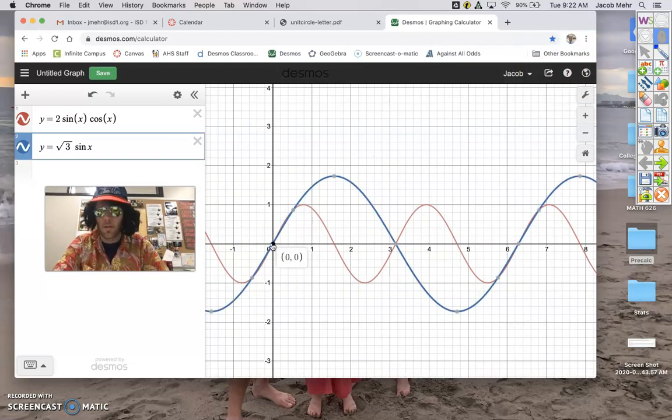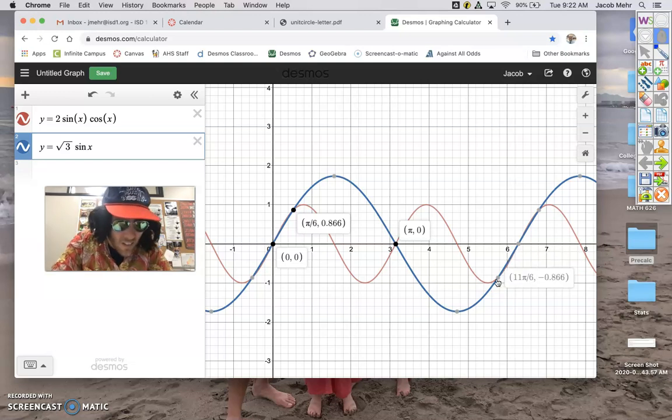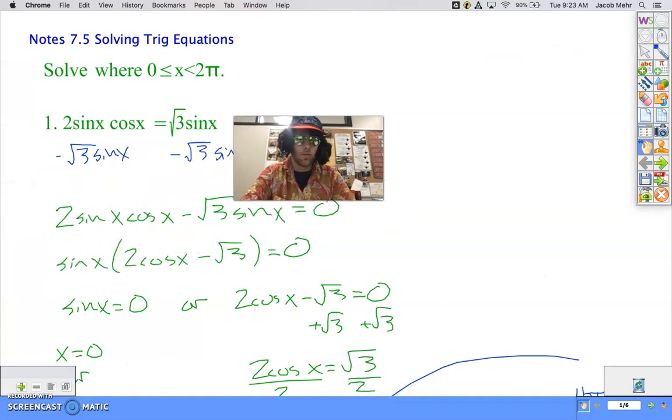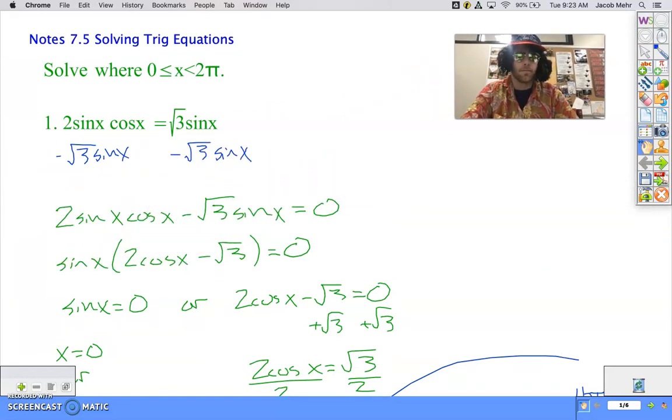Well, notice they intersect at the origin at x equals 0. They intersect right there at pi over 6. They intersect at pi, and they intersect at, oh, there it is, 11 pi over 6, and that's good. And then it would be back at 2 pi, but we're not including 2 pi because that's a coterminal angle with x equals 0. So there we go. We feel good about how we solved this equation. All right.